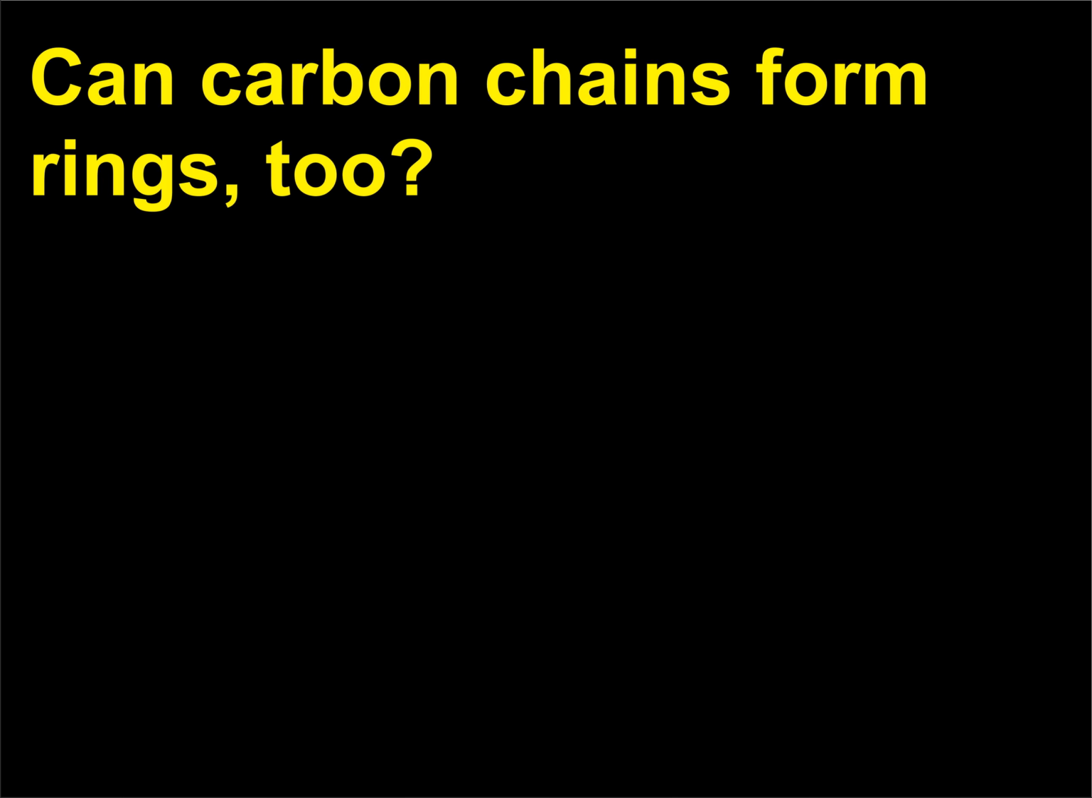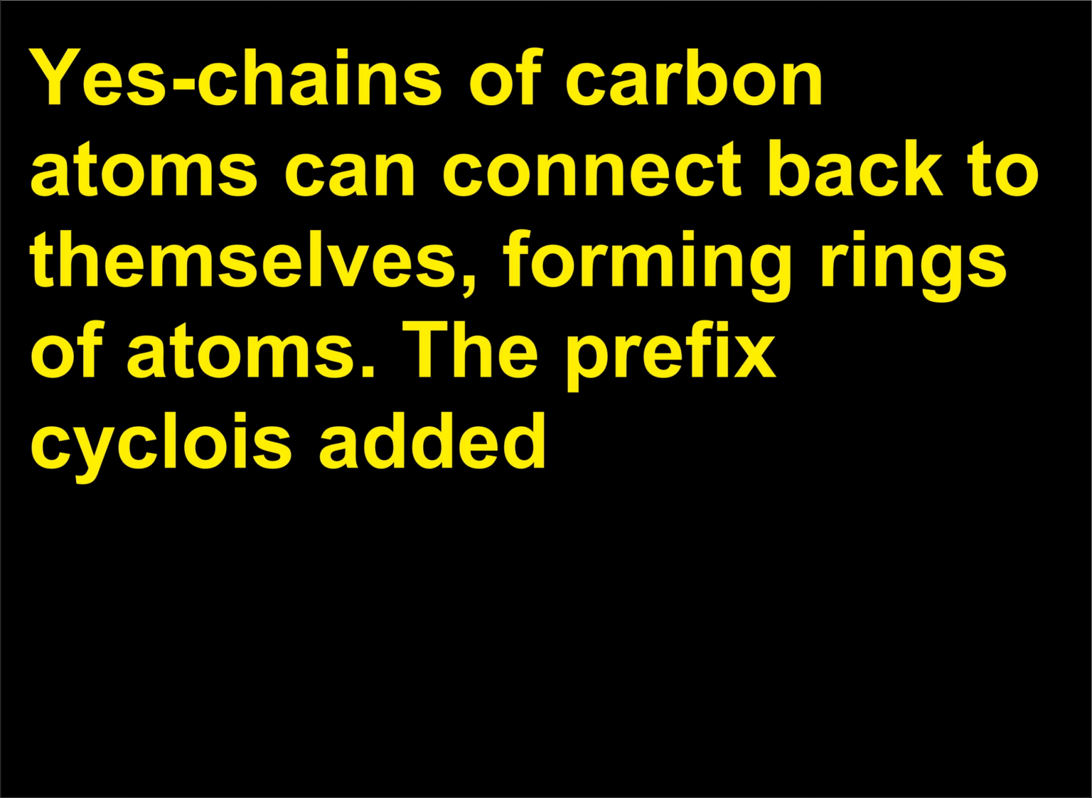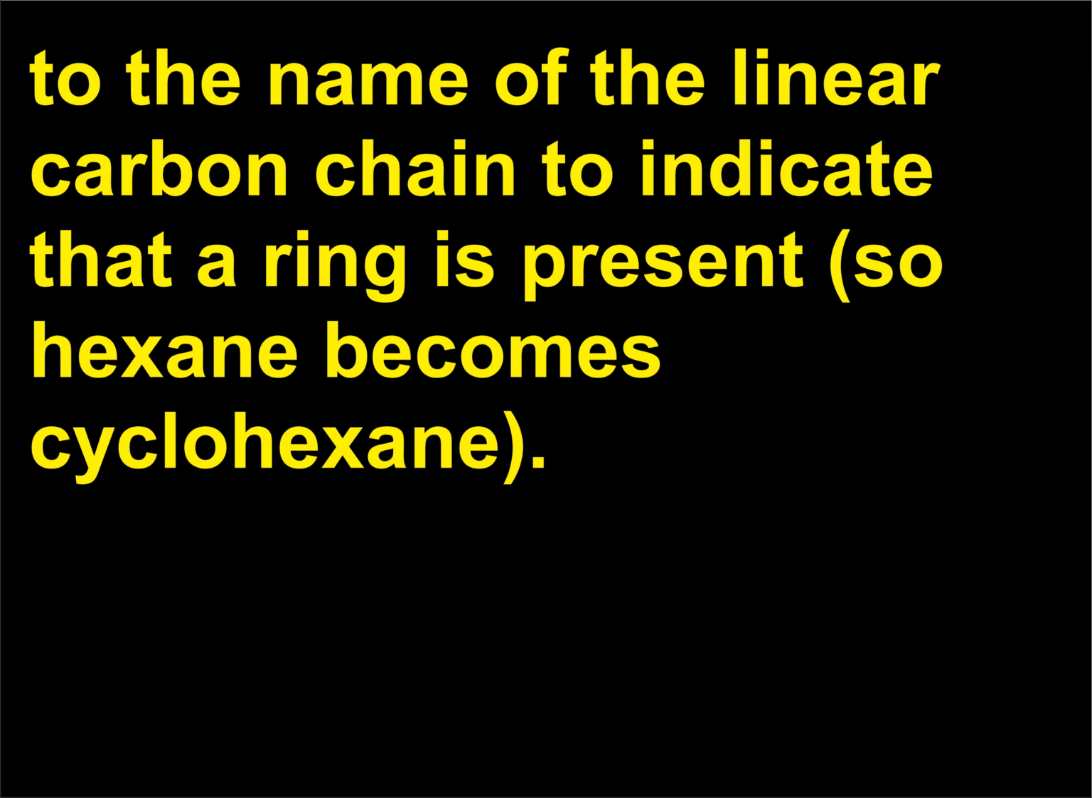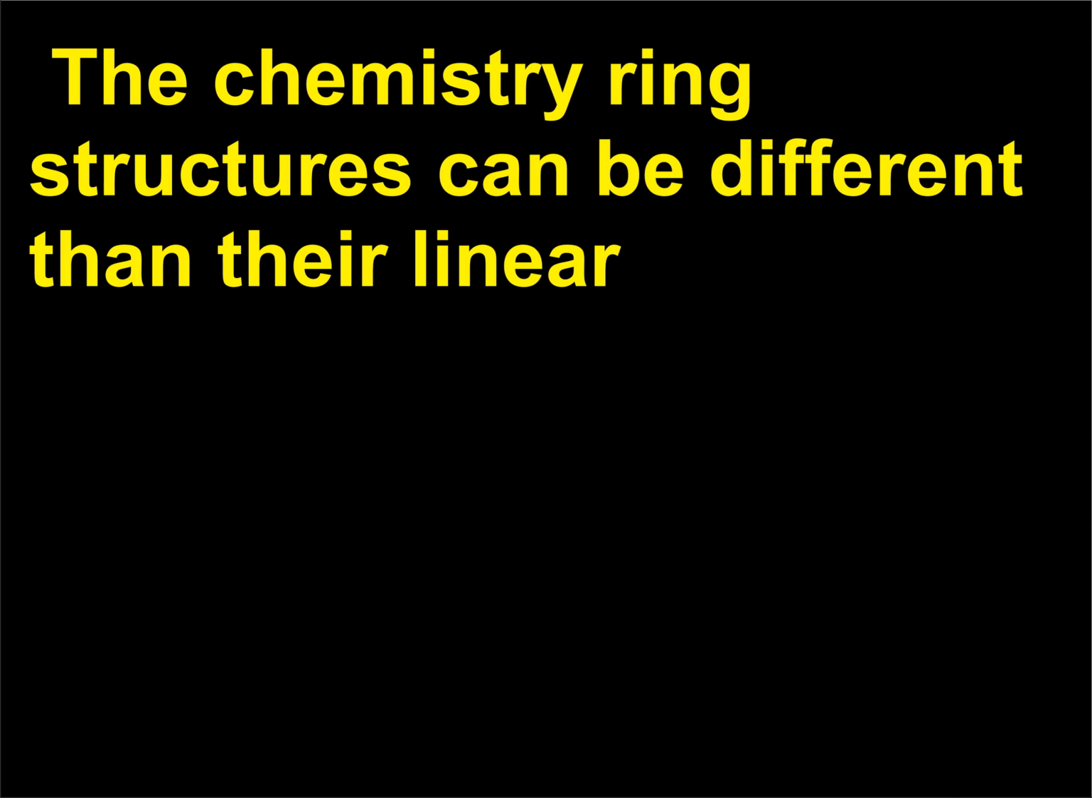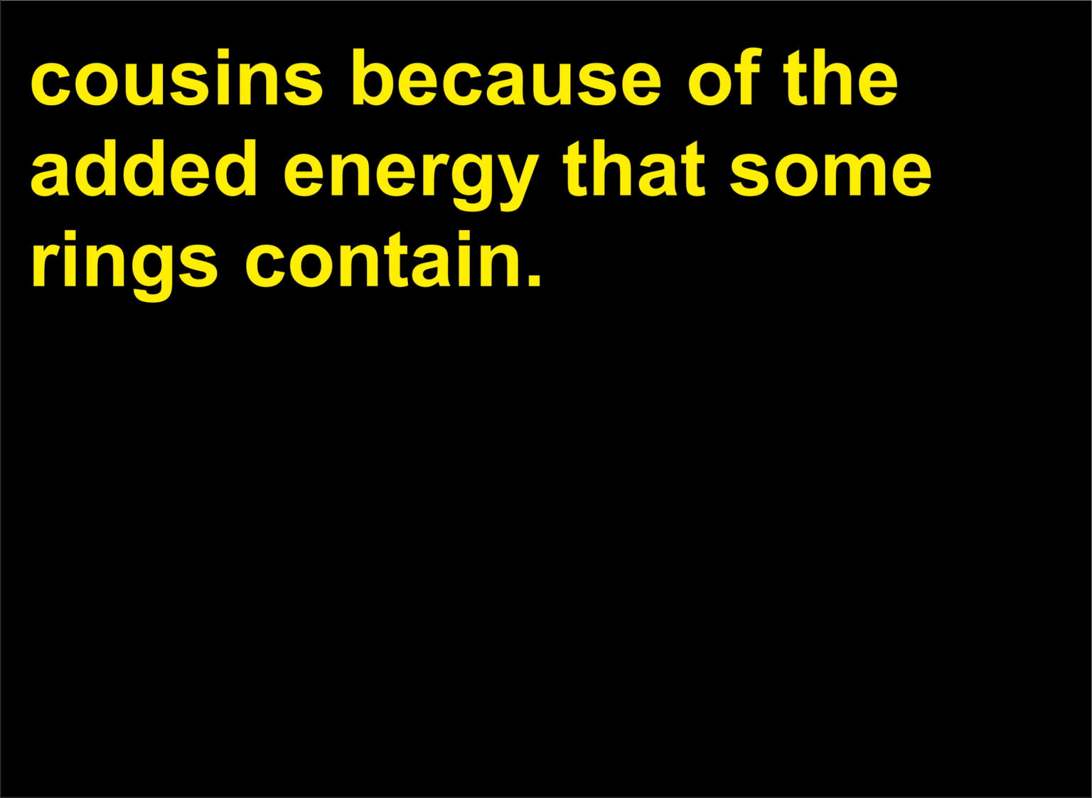Can carbon chains form rings, too? Yes, chains of carbon atoms can connect back to themselves, forming rings of atoms. The prefix cyclo is added to the name of the linear carbon chain to indicate that a ring is present, so hexane becomes cyclohexane. The chemistry of ring structures can be different than their linear cousins because of the added energy that some rings contain.